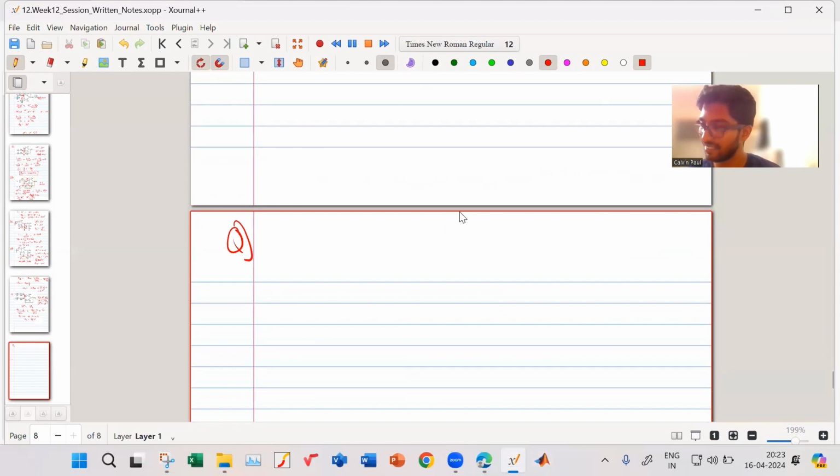So if you solve something and then you check KVL and it is not matching, then you know you have made a mistake. You have made some error somewhere.